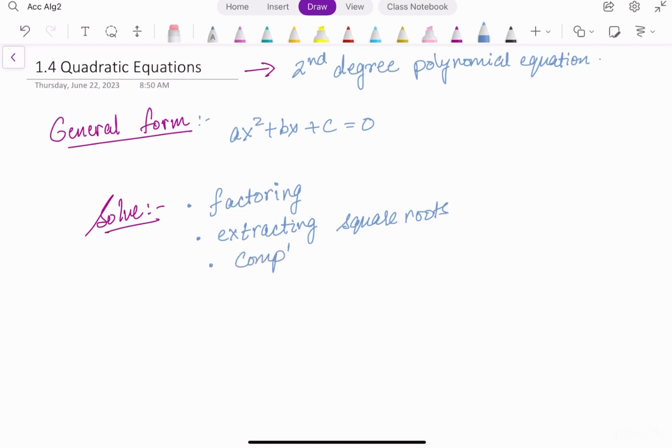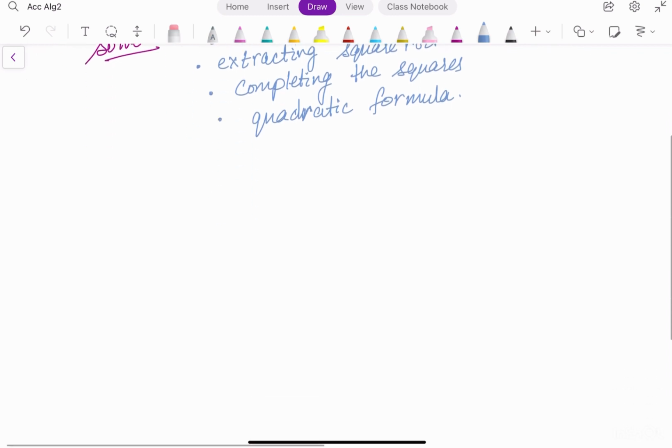The third one is completing the square. It is very important. You will find completing the square even when you learn calculus. Quadratic formula, that is the last way we will be solving quadratic equations. So let's get started and let's do the first thing, that is factoring.